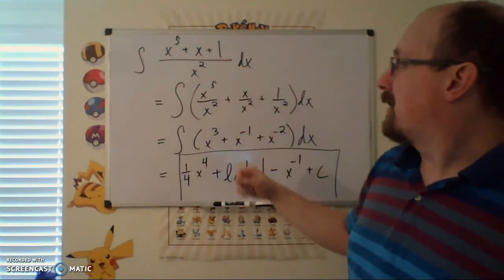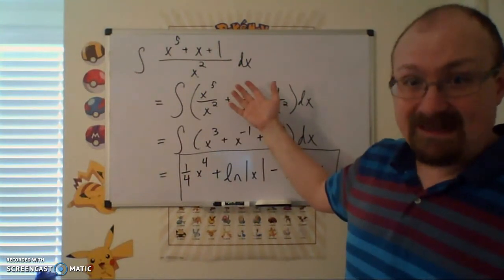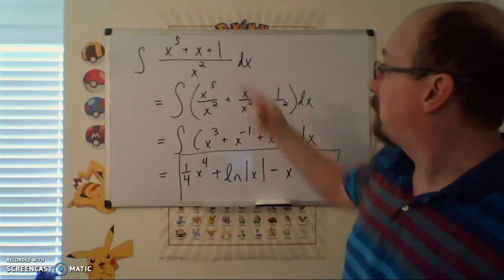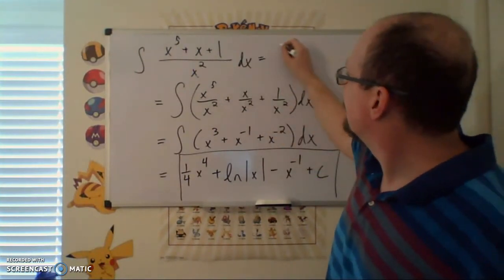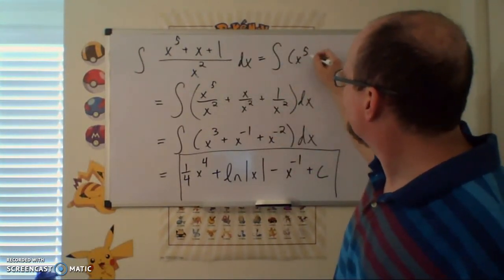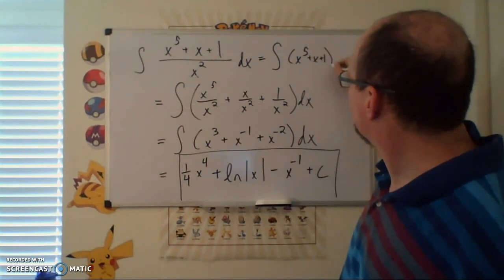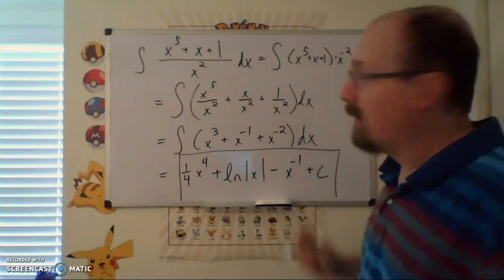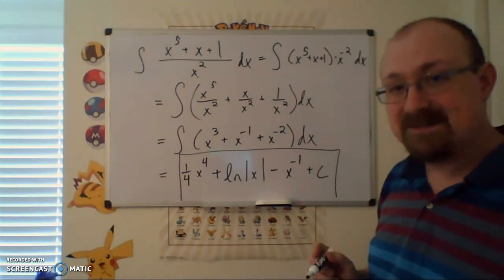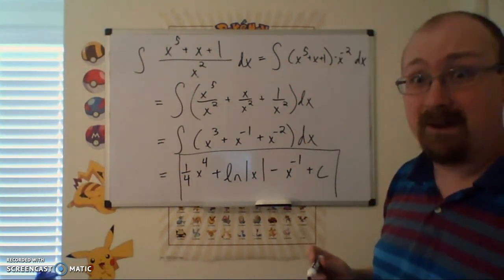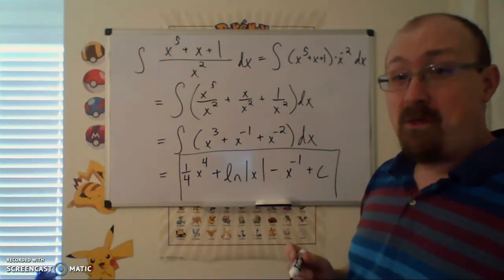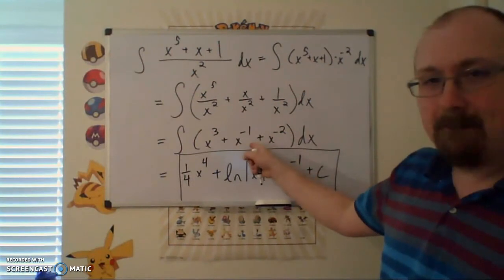Because fractions are scary, I get that. What a lot of students will end up doing is reinterpret this thing like so. They pull the x squared up top as an x to the -2nd, and they say now it's a product, I can distribute that x to the -2nd. If you do that, that's perfectly fine, and you'll end up back here.